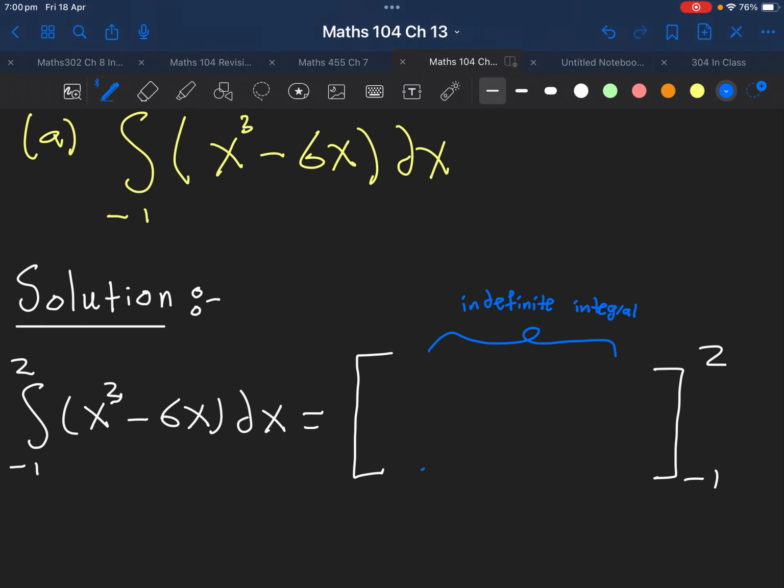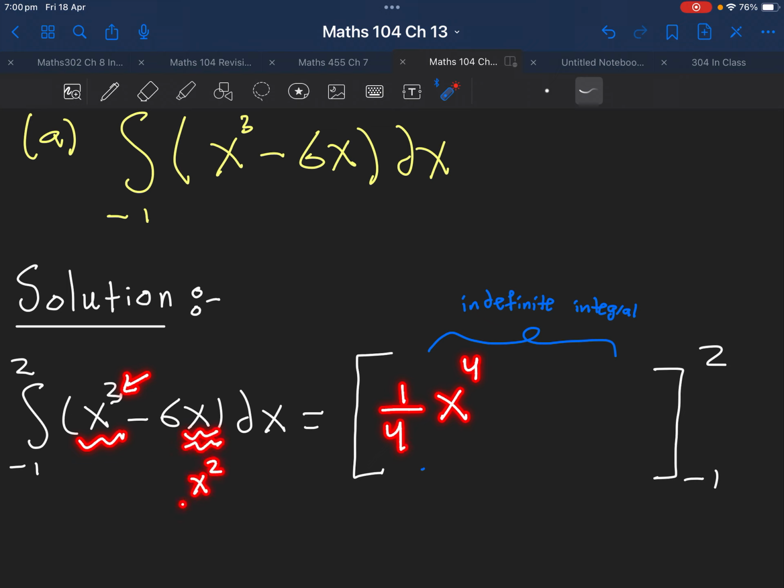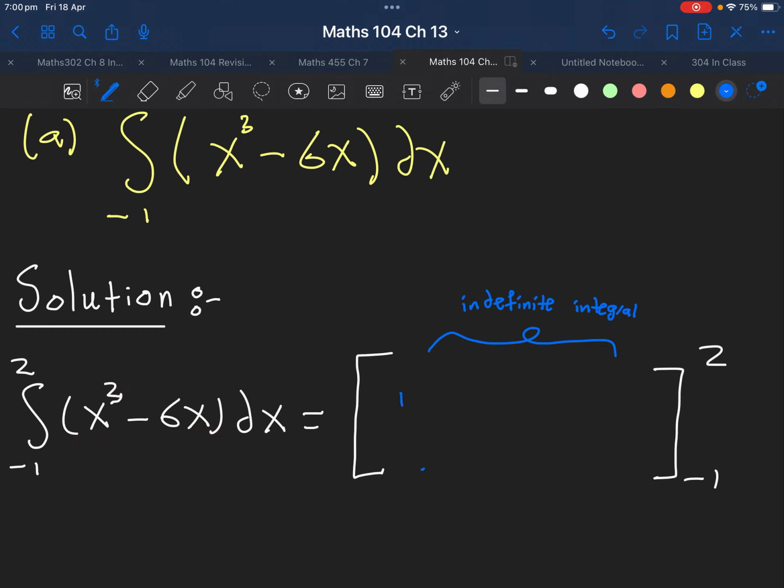So you ask yourself, what is the integral of x power 3? Remember, for x power 3, you add 1 and you divide by the number you get. What is the integral of x? It is x squared over 2, but then you have a 6. You cancel them, you get 3x squared. So here I will get 1 over 4 x to the 4 minus 3x squared.